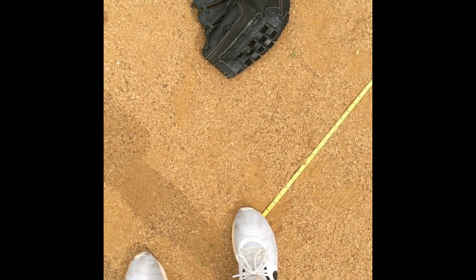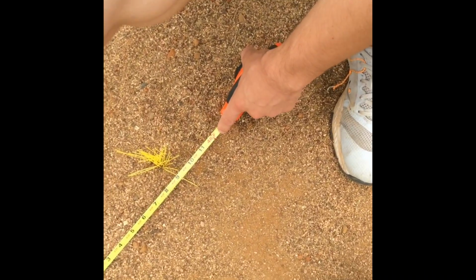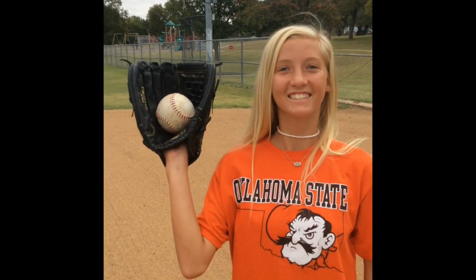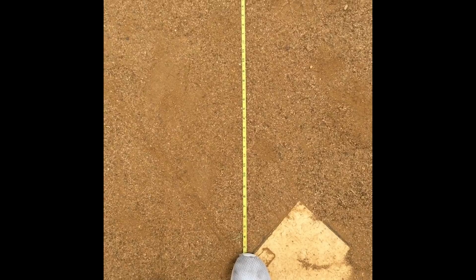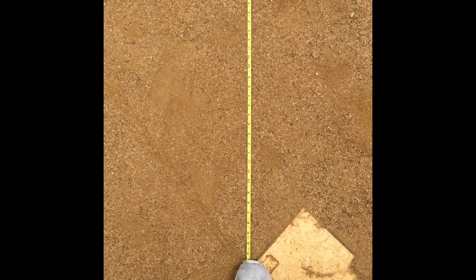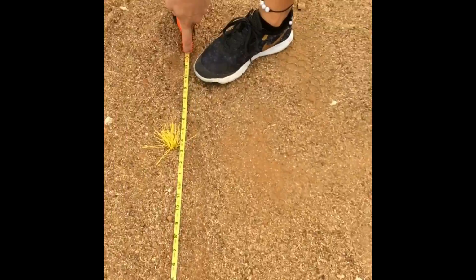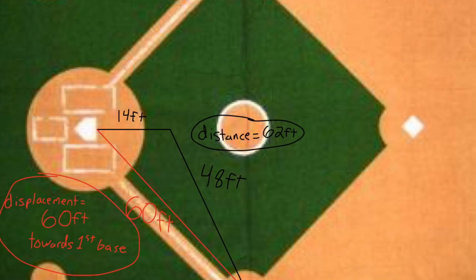This is where Drew fielded the ball. He threw it 48 feet, and Delaney caught it. You're out. Now we will calculate the displacement, which is where the ball was hit and where Delaney caught the ball at the end. The displacement was 60 feet.